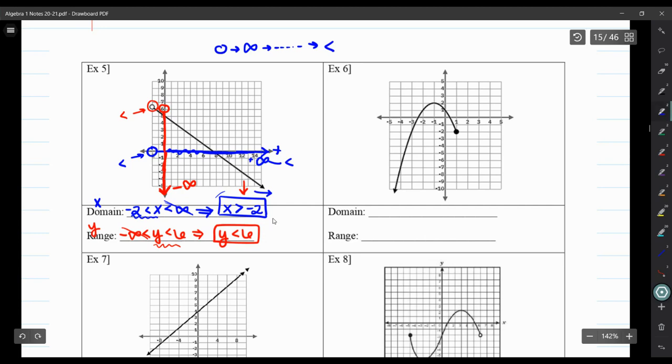Let's try another one. Pause the video, see if you can try to get this example 6 on your own.